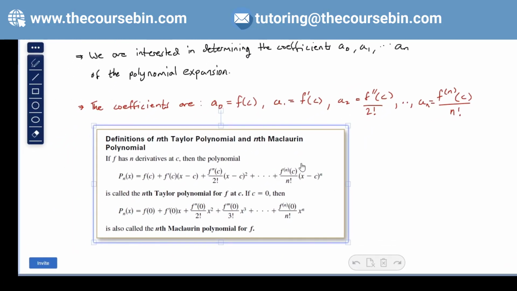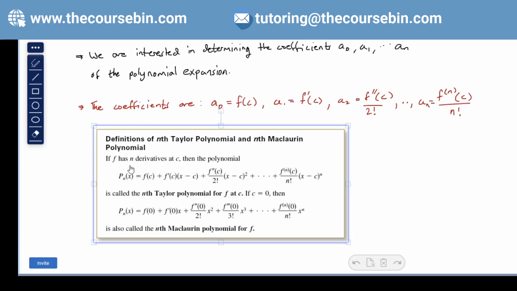Okay, so this is the difference between the Taylor polynomials and the Maclaurin polynomials. The Taylor polynomials are polynomials centered at any arbitrary value c, right? But the Maclaurin polynomial is a special case of the Taylor polynomial when c happens to be 0, right? So you're centering it at 0. So you see here, all of your coefficients are evaluated when c is equal to 0 for the Maclaurin polynomial. Whereas for the Taylor polynomial, your coefficients are evaluated with whatever c value you're centering the expansion about.